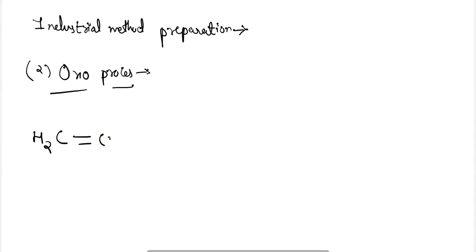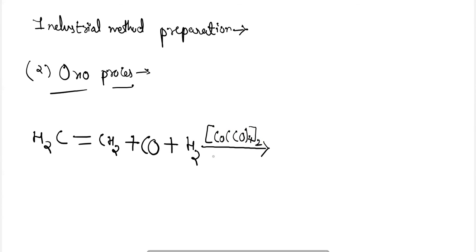Alkenes reacted with carbon monoxide, and hydrogenation is done here in the presence of cobalt carbonyl as catalyst, at very high temperature and high pressure. At very high temperature and high pressure, it will form aldehyde. Here it is propanal.